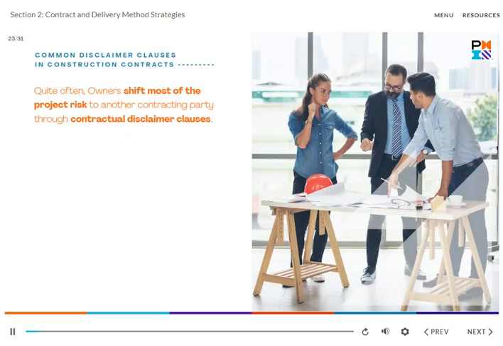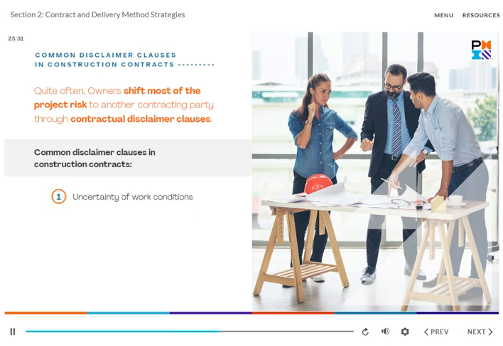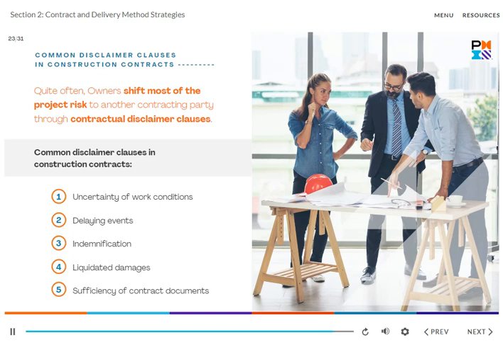Quite often, owners shift most of the project risk to another contracting party through contractual disclaimer clauses. According to the PMI article on construction contracts and risk allocation, recent studies have identified that the 5 most common disclaimer clauses in construction contracts are 1. Uncertainty of work conditions, 2. Delaying events, 3. Indemnification, 4. Liquidated damages, and 5. Sufficiency of contract documents.